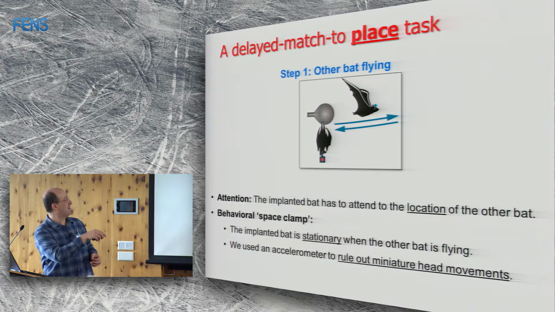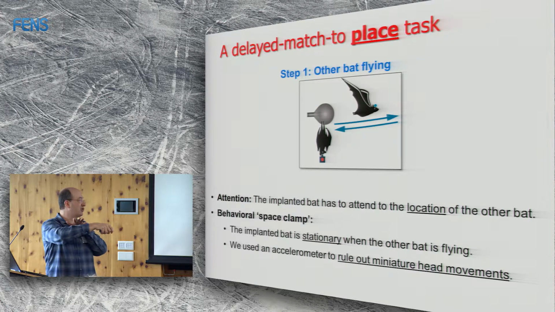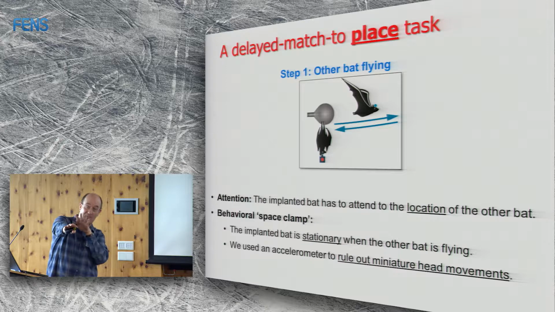I mentioned the spatial attention, and we created this behavioral space clamp. It's very important. When you're flying, I'm not flying. And we also had, I'll show you in a second, an accelerometer, a 9-axis motion sensor on the head, to rule out any micro-movement, because you could always imagine that as the other one is flying, maybe I'm moving my head a little bit, and this is the hippocampus. You might be moving your head through a micro place field or something like that.